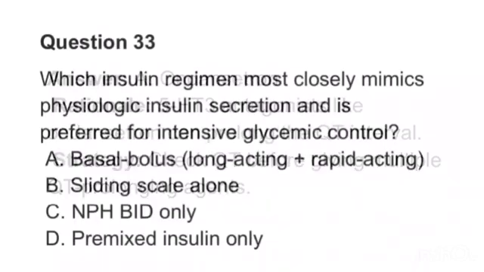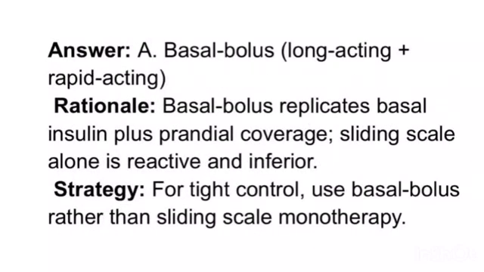Question 33. Which insulin regimen most closely mimics physiologic insulin secretion and is preferred for intensive glycemic control? A. Basal bolus, long-acting plus rapid-acting. B. Sliding scale alone. C. NPH bid only. D. Premixed insulin only. Answer: A. Basal bolus, long-acting plus rapid-acting.